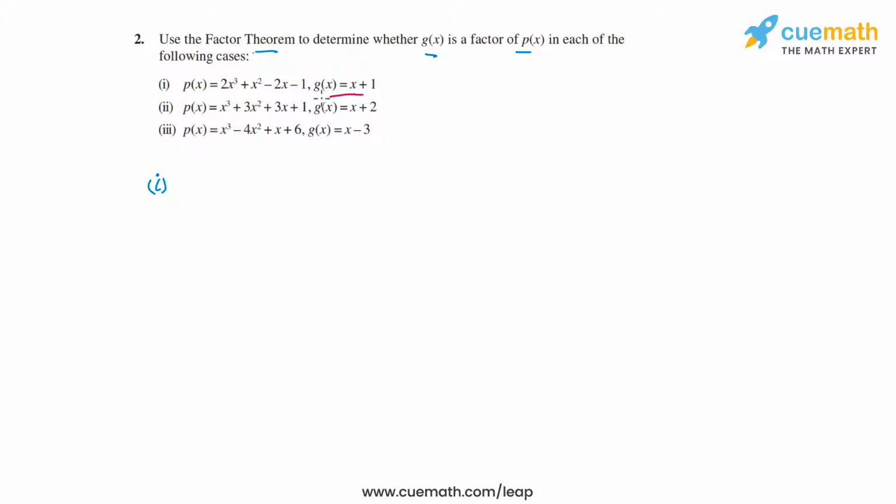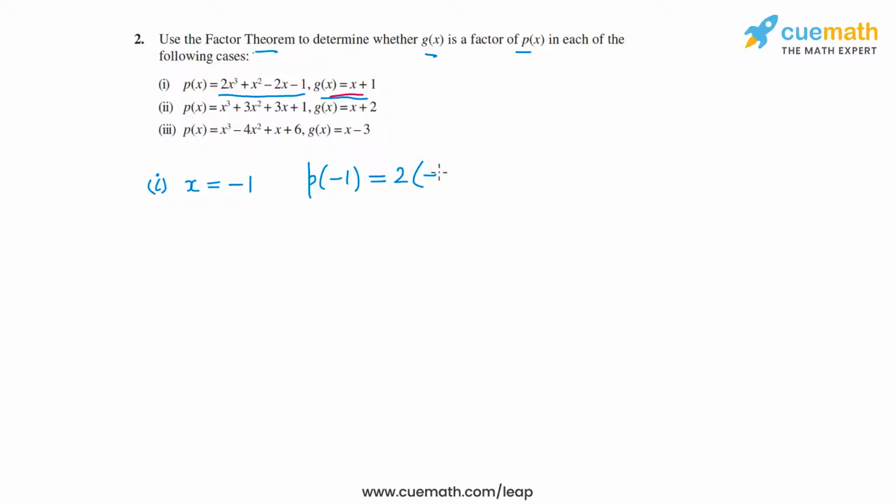In the first part, g(x) is equal to x plus 1. So the zero of g(x) is x equal to minus 1. So I'm going to find p(-1), and this will be equal to, I have to substitute x equal to minus 1 into this polynomial.